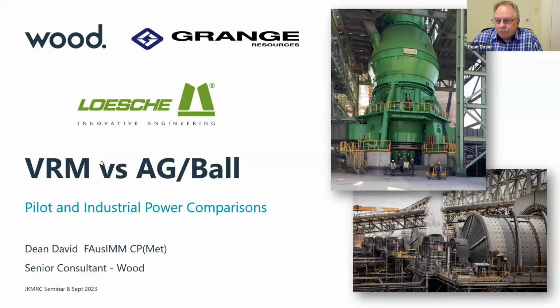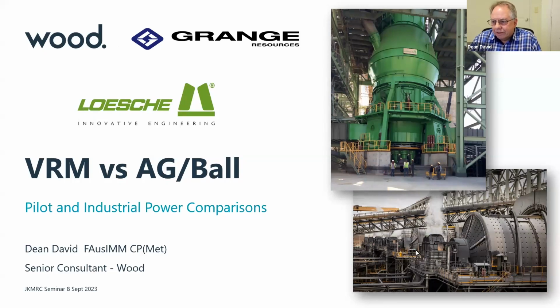If you can look at the picture that's on the screen, the VRM is the big green thing, and that's built by a group called Loesche. We'll talk about them in a minute. You can see the people down the bottom of it. So this unit is very, very large and quite imposing. Most of it is air, and there's a classifier at the top, but we'll go through that later as well.